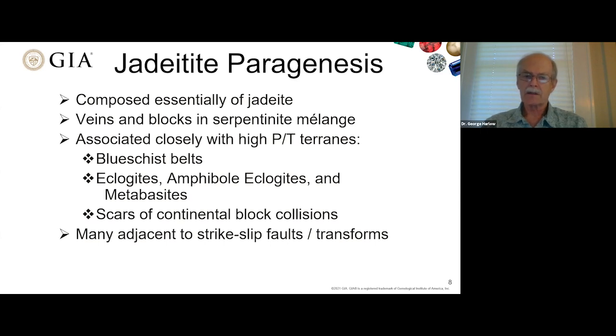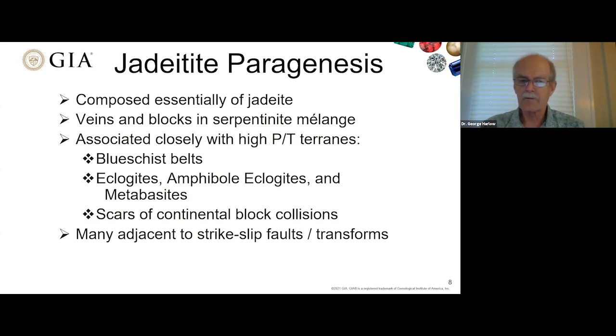And the other aspect is that jadeite, or jadeite jade, is associated with terrains, areas on Earth that have recorded high pressure relative to low temperature. The places where this is found are called blueschist belts. They're former collisional areas. Eclogites and amphibole eclogites are other places where you find jadeite along with them. And these are mostly found in the scars of continental block collisions.